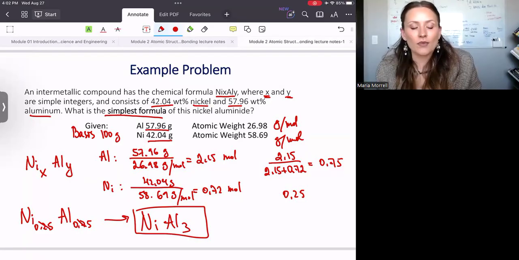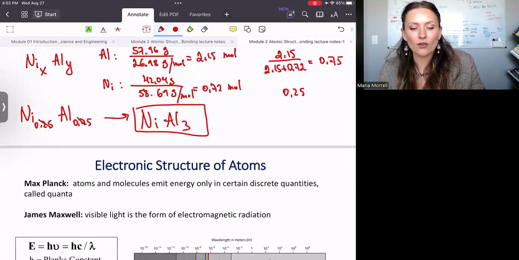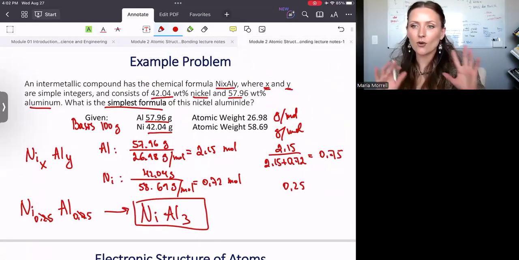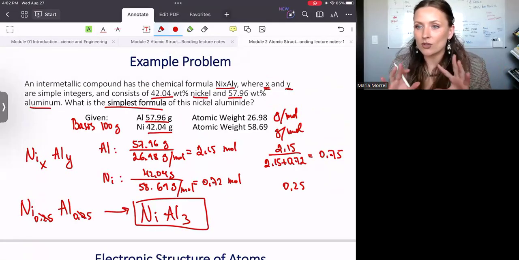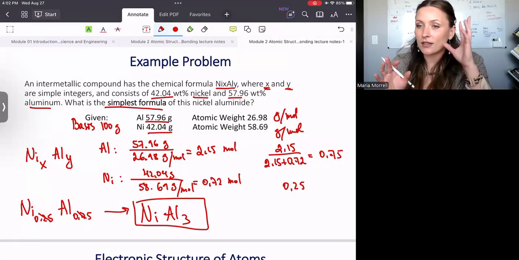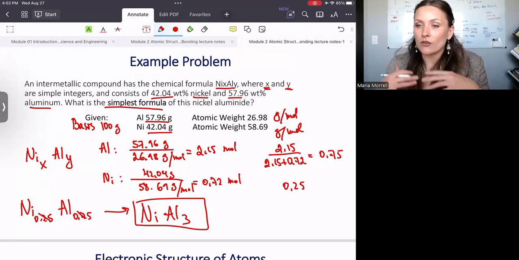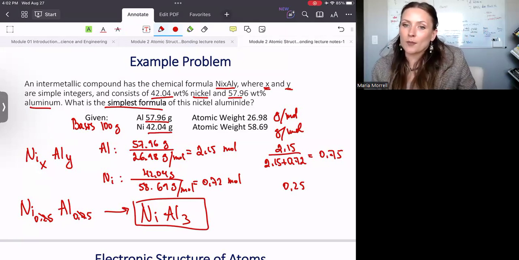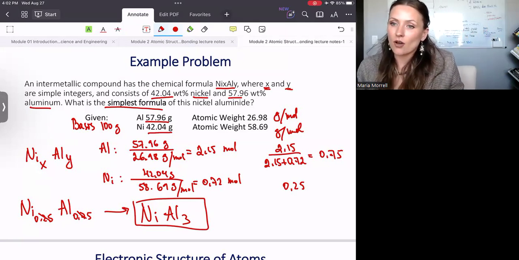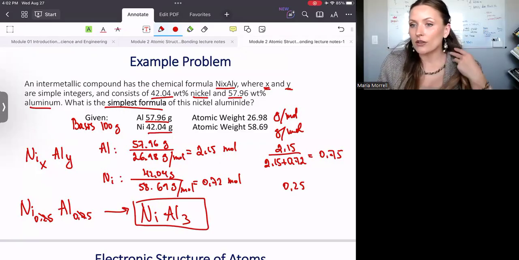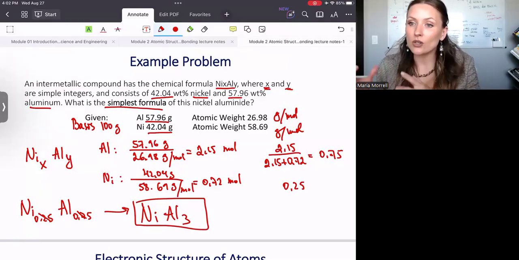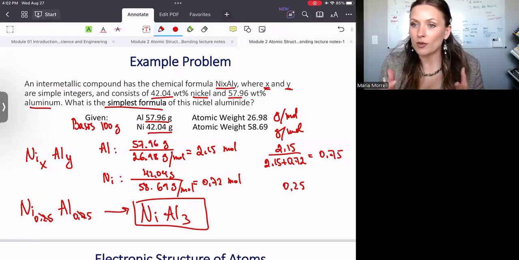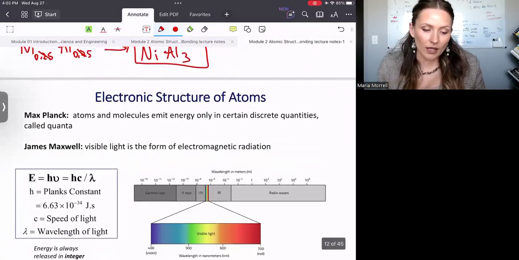Again, this is more of a refresher and throwing the periodic table at you. I want you to get comfortable with it. I want you to see the numbers there and understand which number represents the number of protons, which number represents the atomic weight, what the units are, and how I can go between units to be able to solve problems like that.